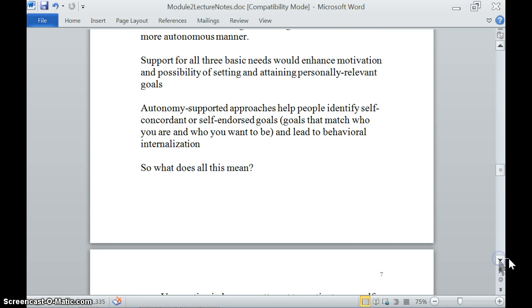So autonomy-supported approaches help people identify self-concordant or self-endorsed goals, meaning the goals aren't coming from the health promotion professional or the physician or the expert or the coach. They're coming from you. And the more the goals come from you, the more likely you are to participate in behaviors that would help you meet those goals.